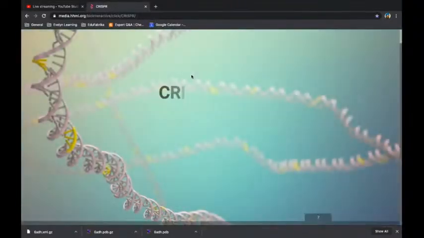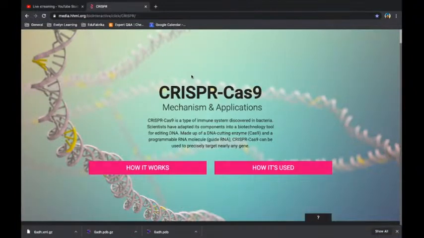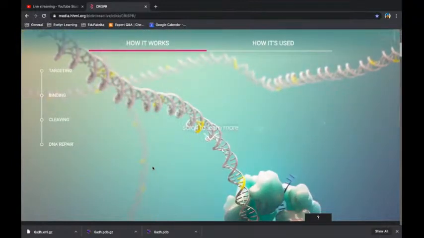So let's check how CRISPR-Cas9 works. CRISPR-Cas9 is a type of immune system discovered in bacteria. Scientists have adapted its components into a biotechnology tool for editing DNA, to cut or to add, so we can do all things with this CRISPR-Cas9. It is made up of the cutting enzyme Cas9 and a programmable RNA molecule, guide RNA, gRNA, and CRISPR-Cas9 can precisely target nearly any gene. So let's check how it works. First it targets, then it binds, then it cleaves, then the DNA repair. So basically four steps are happening in this CRISPR-Cas9.